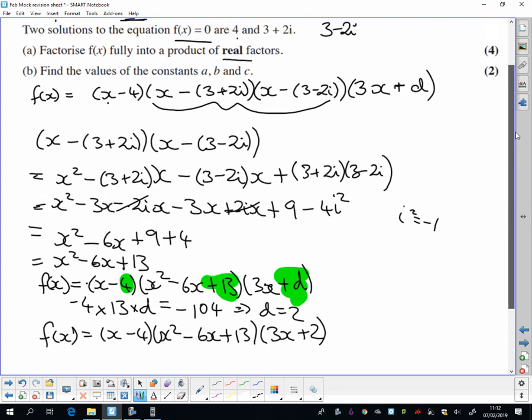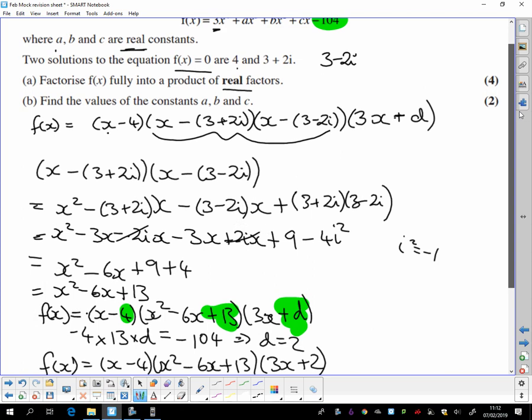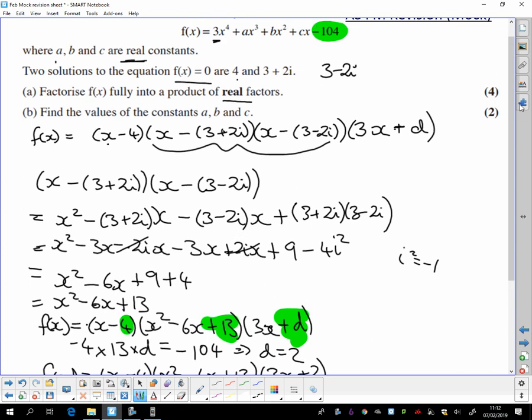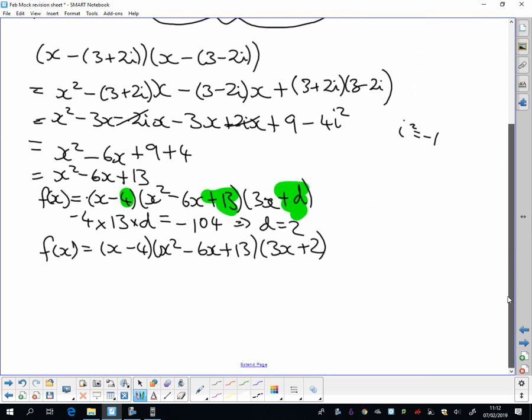Okay, so the second bit of the question is now to find the values of the constants a, b and c. So we want to know what f of x is now when expanded. So all you're going to do for this bit is just expand your function here. So remember, you do 2 brackets at a time. So for example, I could do the first 2. So I'm going to have x cubed minus 6x squared plus 30.